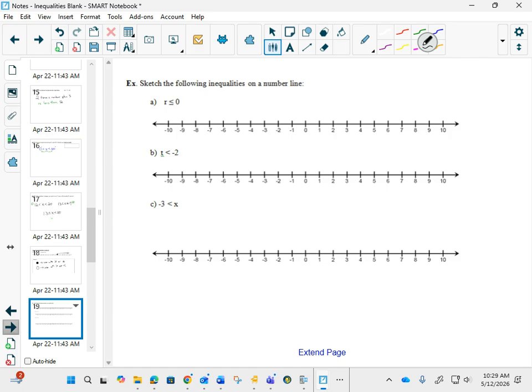R is less than or equal to 0. So I go to 0. I draw a circle. Do I fill it in? Yes, there's an equal sign. Fill in the 0. Which numbers are less than 0? This direction.